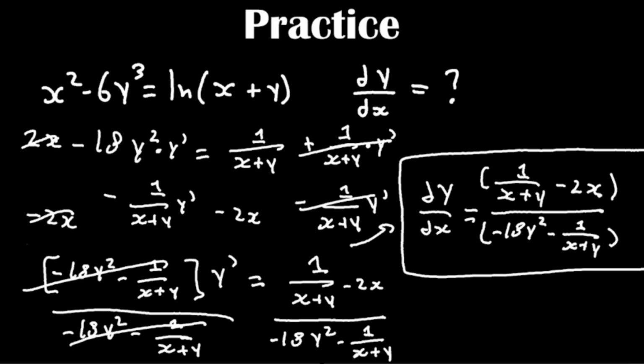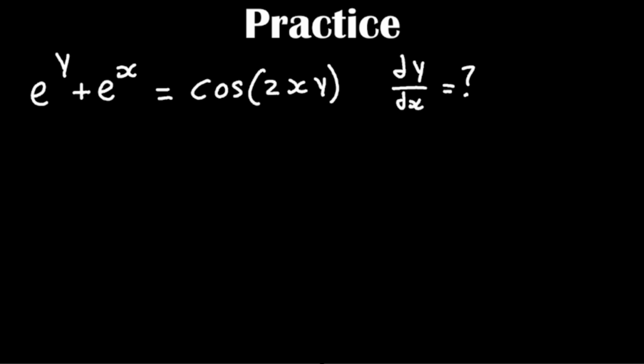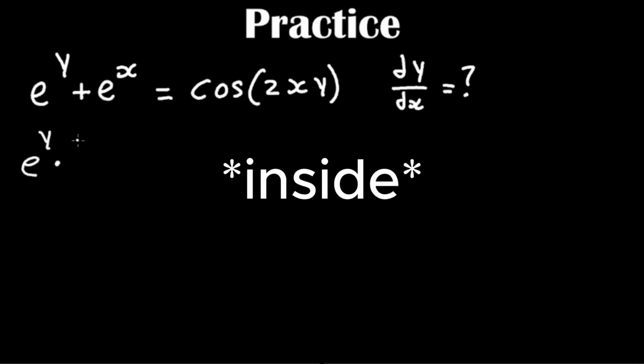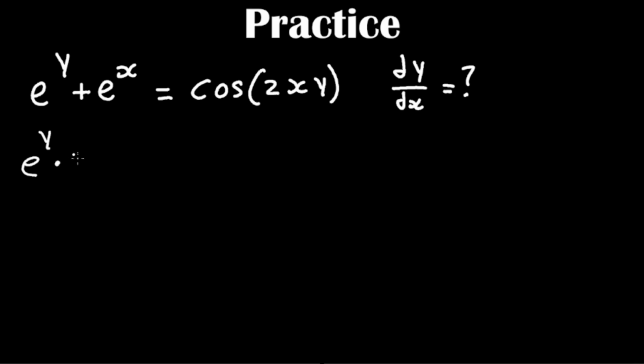Alright, next example. For the next one, we have e^y plus e^x equals cosine of 2xy, and we want to find dy over dx. The first step is to differentiate both sides with respect to x. Differentiating e^y, our outside function is e^x and our inside function is just y. The derivative of e^x is just e^x, but we replace the inside with y, so e^y, and then times the derivative of the inside, which is dy/dx. So let's use y prime.